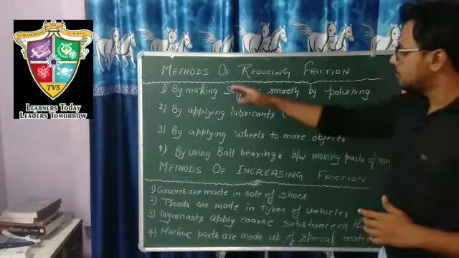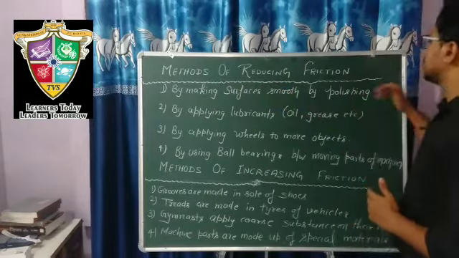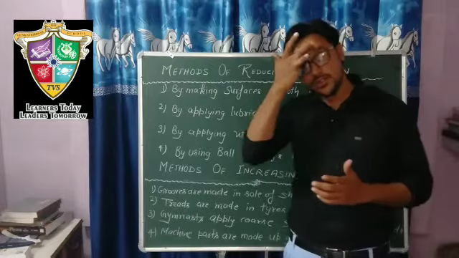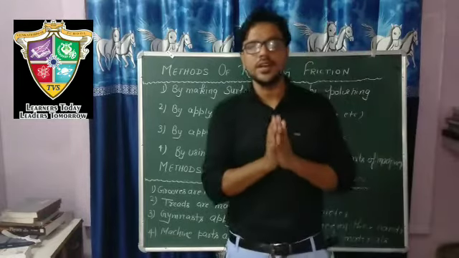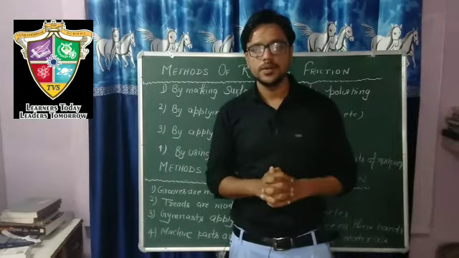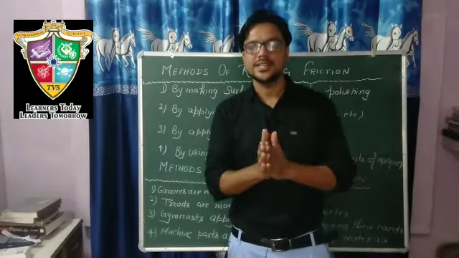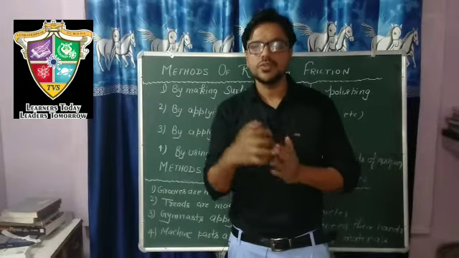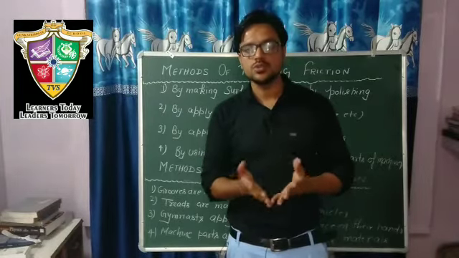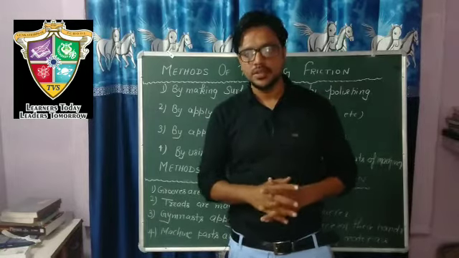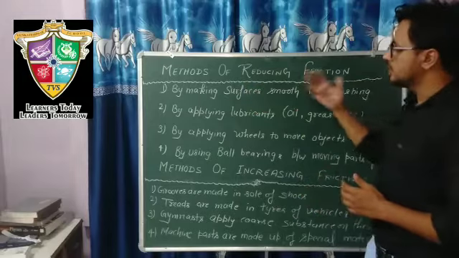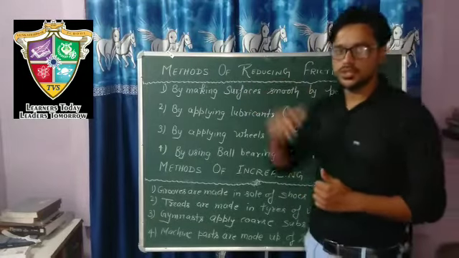So students, by making surfaces smooth or by polishing. We had told you that if there are irregularities in the surfaces, there is more friction, meaning the irregularities get interlocked, and due to this frictional force appears. If there is no irregularity and surfaces are smooth, the frictional force will be less. So that's why we can make surfaces smooth by polishing. In this way we can reduce friction.